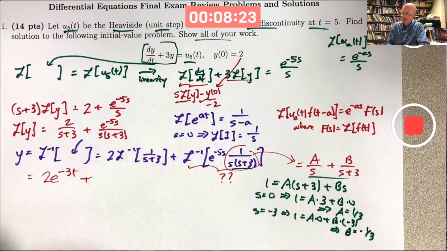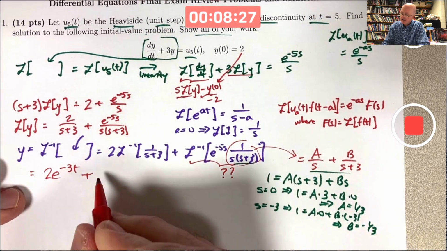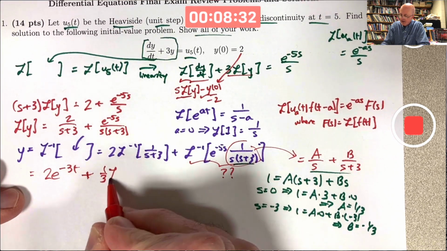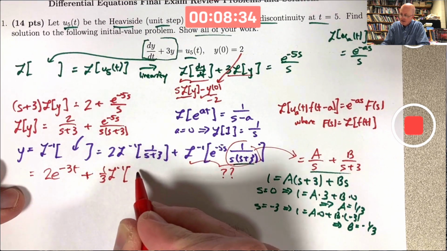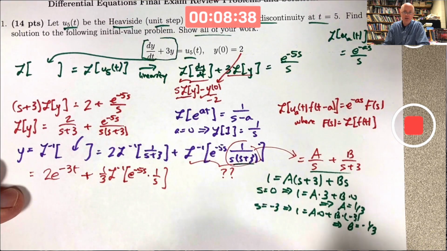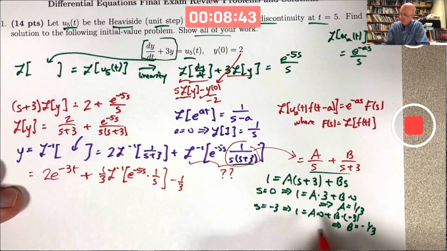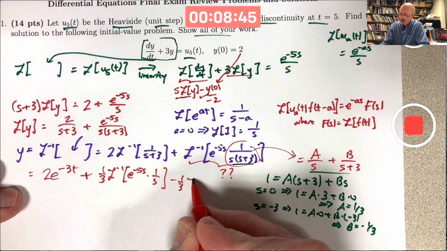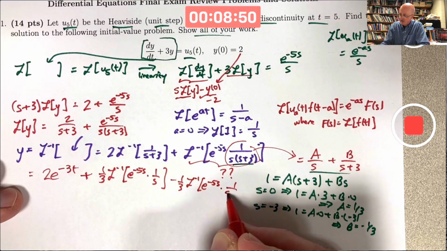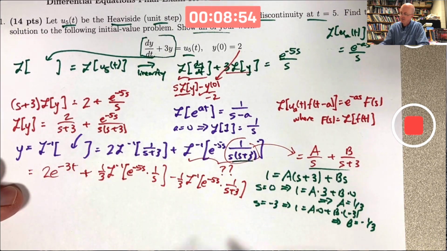I can in fact write, based on what I've just done, and this thing I'm trying to find, I can bring the 1/3s out in front essentially. 1/3 inverse Laplace transform of e to the negative 5s times 1 over s. The e to the negative 5s needs to stay in there, it's not a constant. Minus 1/3, because B is minus 1/3, inverse Laplace transform of e to the negative 5s times 1 over s plus 3. Now those expressions inside the inverse Laplace transform are a bit simpler.